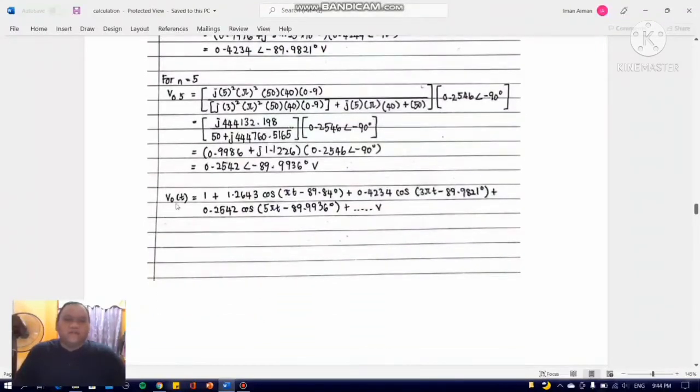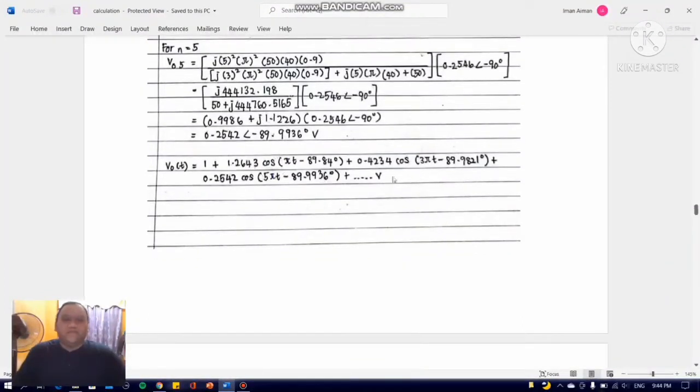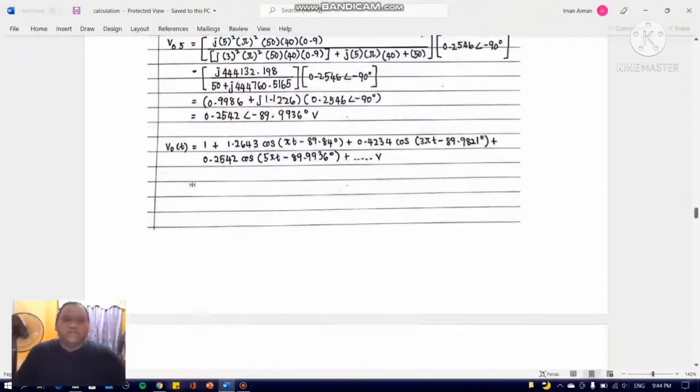And for VOT, we have 1 as the value for A0, and then we just add the values that we got for n equal to 1, n equal to 5, and n equal to 3, and we get the equation for VOT.